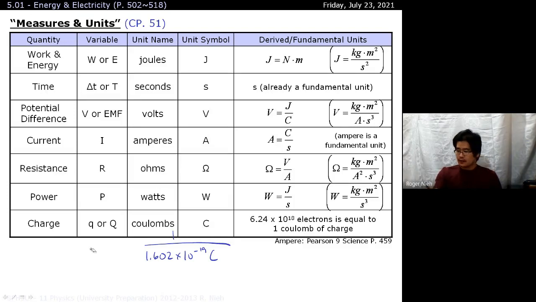Because if 1 electron is equal to that number, then 1 over that means per electron, right? So when you do the reciprocal of this, you'll find out that you need 6.24 times 10 to the 18 electrons to equal the number 1. In other words, these two numbers are reciprocals of each other. So you don't really need to have both of them in your notes. You just need one of the two, and then you do the inverse to find the other one.